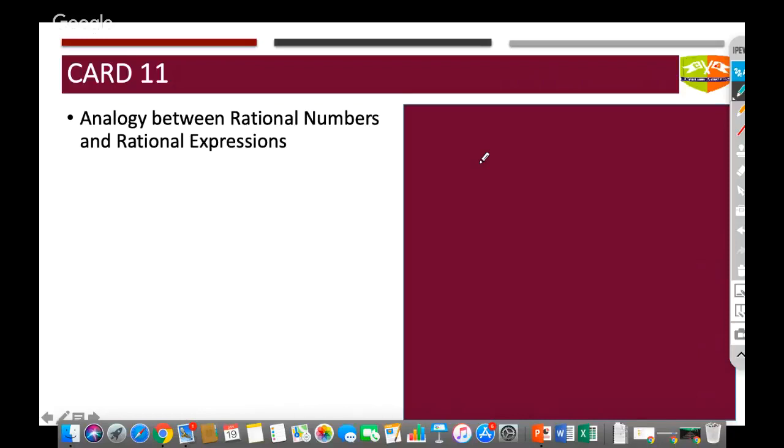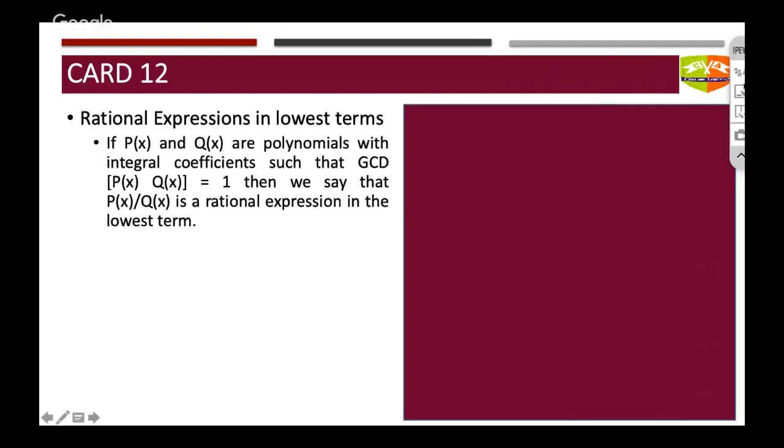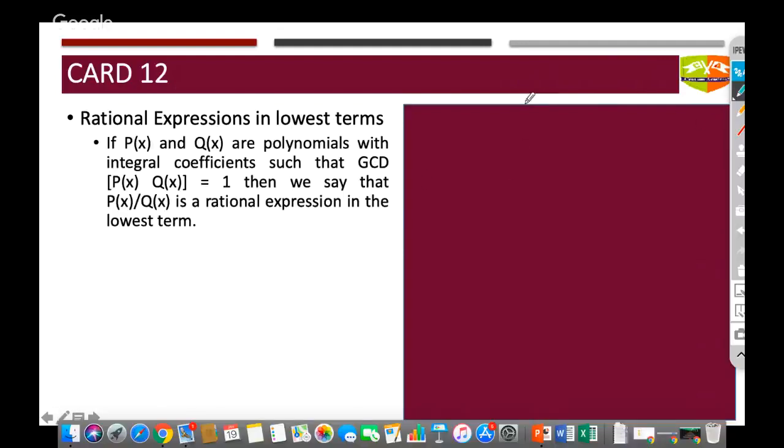Now let me discuss something else, which is a rational expression in lowest form. How do you find whether any rational expression is in lowest form or not? There is a very basic rule about finding whether any rational expression is in lowest form. And what is it?